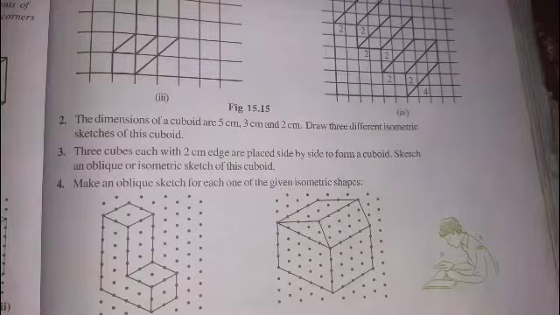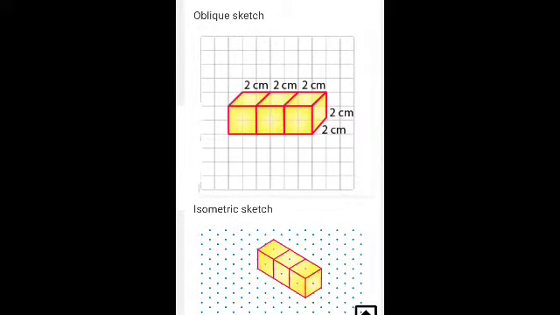Three cubes each with 2 centimeter edges are placed side by side to form a cuboid. Sketch an oblique or isometric sketch of this cuboid. See, this is how the above object is an oblique sketch and the below is an isometric sketch. So this is how you all also can draw such sketches.